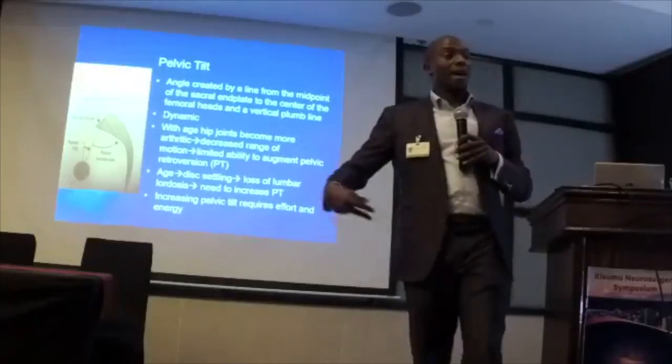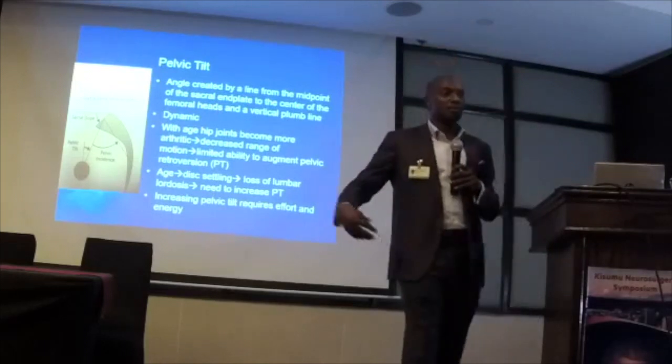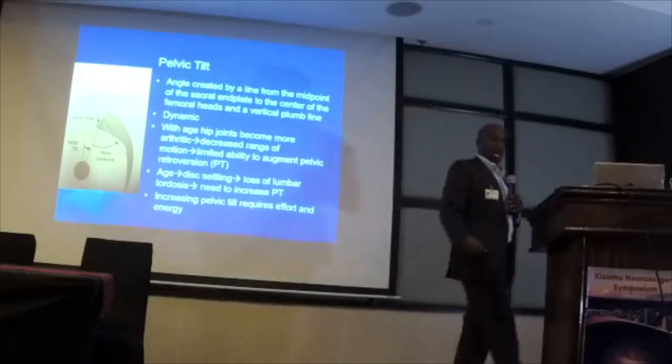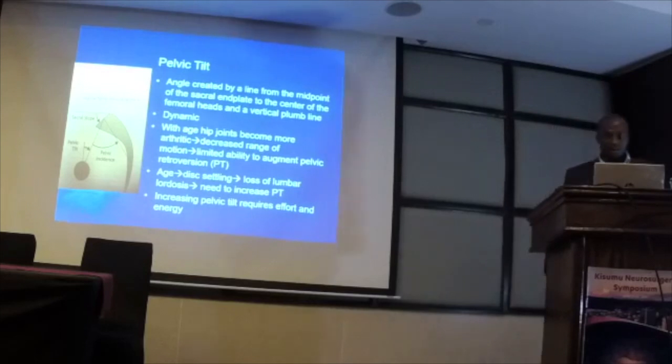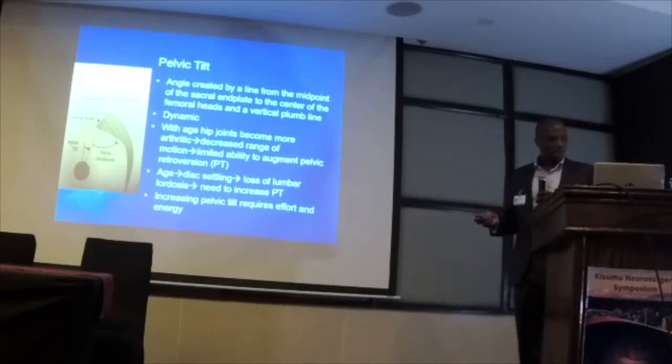It's the angle created by a line from the midpoint of the sacral end plate to the center of the femoral heads. That's why when you're getting X-rays for these, I can't tell you how many times I can't see the femoral heads on my X-rays. I send the patient back. I say, I need better X-rays. I need to see the femoral heads. I need to see the femur, because I need to know what compensatory mechanisms are taking place. So it's the angle created by a line from the midpoint of the sacral end plate to the center of the femoral heads and the vertical plumb line.